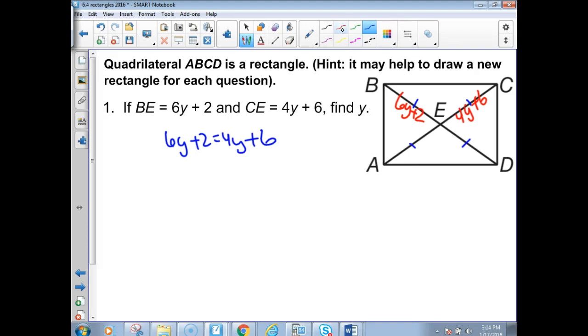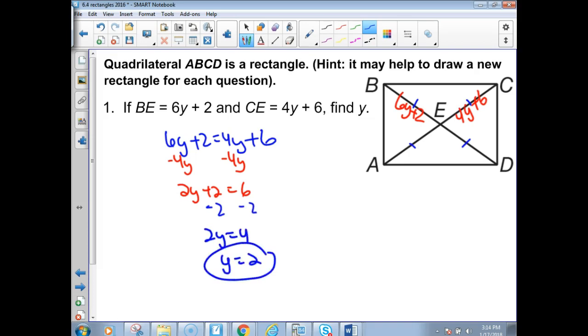Some quick algebra, get our y's on one side. 2y plus 2 is 6. I know you guys can do this, but subtract 2, you get 2y is 4. And then divide by 2, y is 2. We should be getting faster and faster at doing our algebra equations, which I'm sure some of you are. I just go a little too quick sometimes, so let me know if I need to slow down. Okay, we're good finding y.